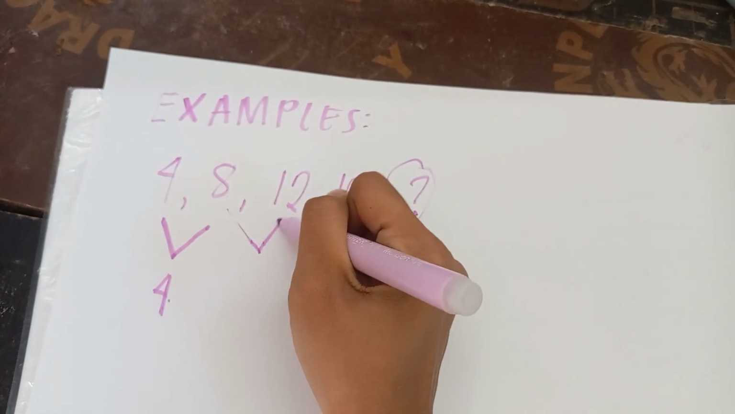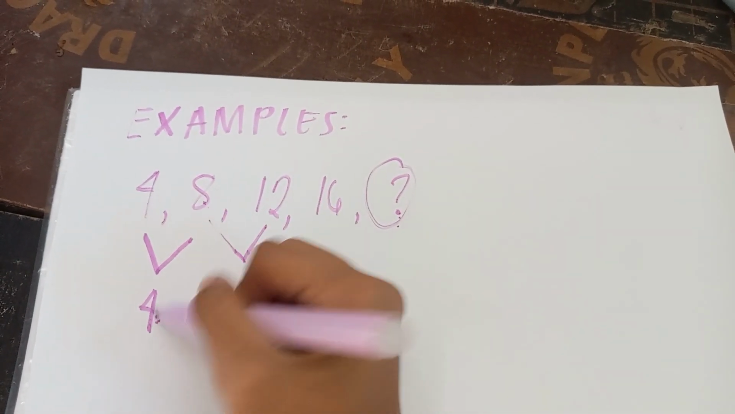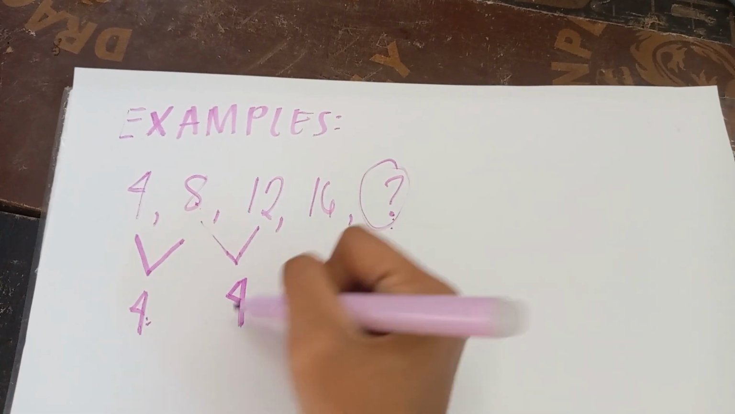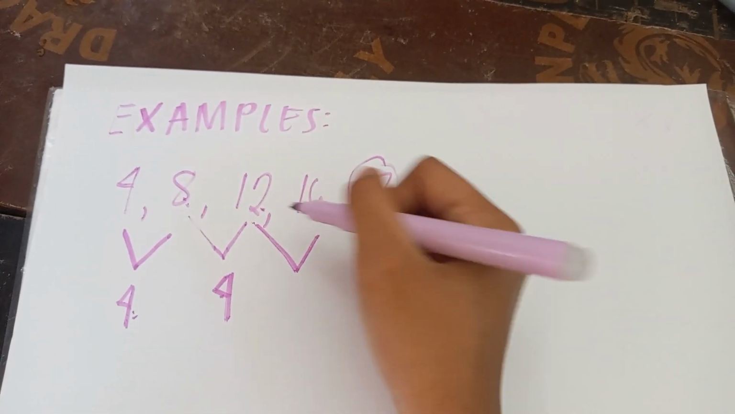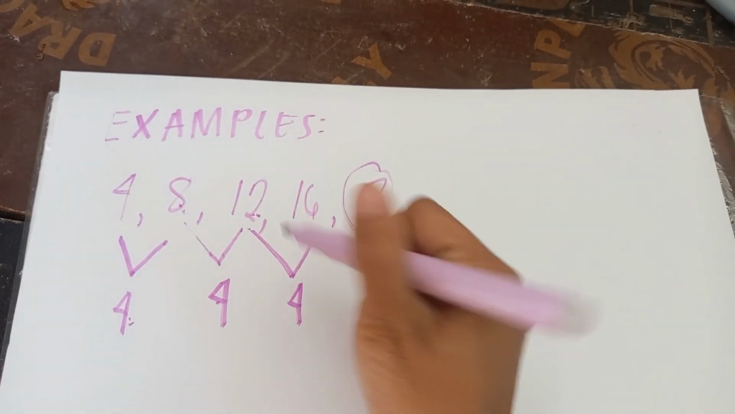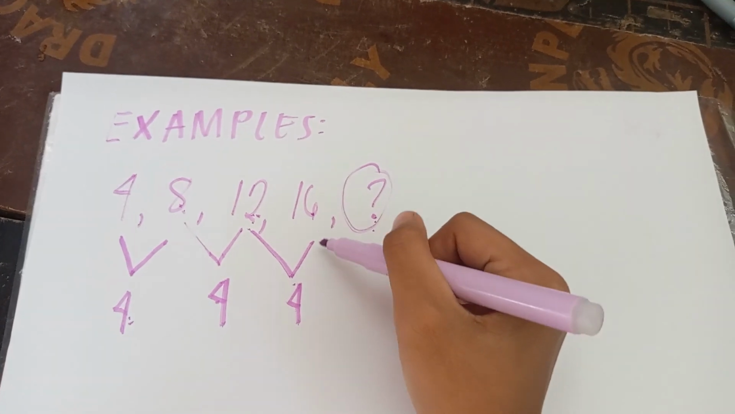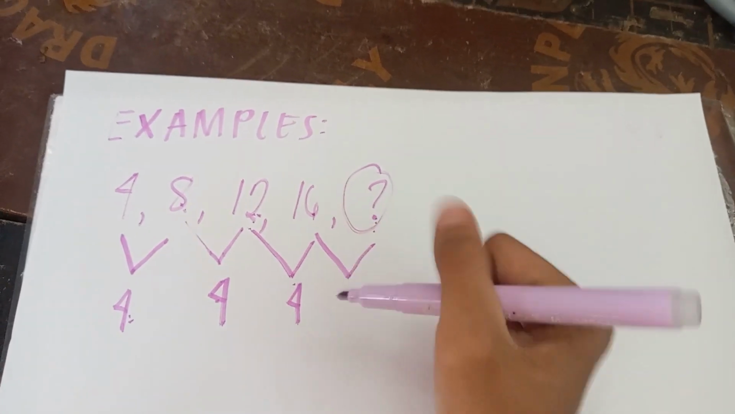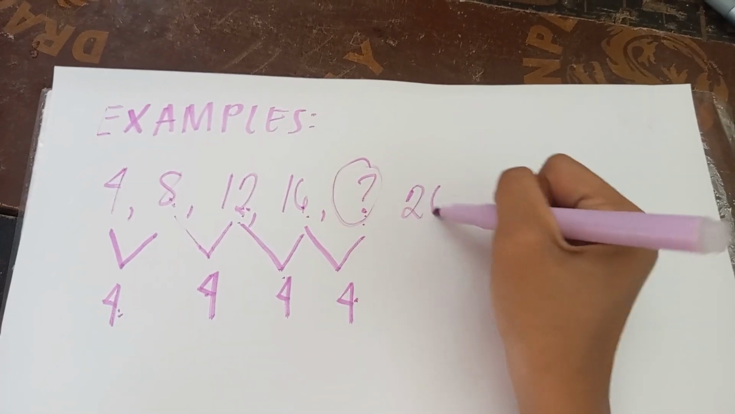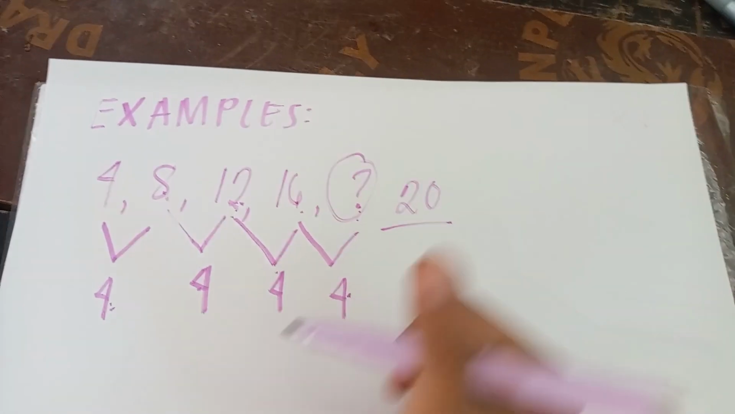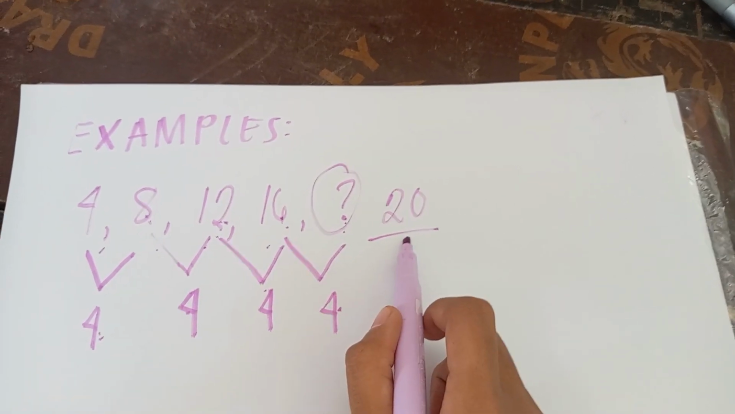So let's use again the number 4. 8 plus 4 is equal to 12. And then next, number 12. So 12 plus 4 is 16. So same situation. 16 plus 4 is going to be 20. So that is the next number after 16. So 4, 8, 12, 16, 20.